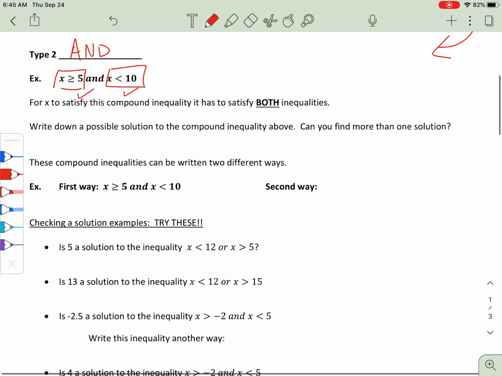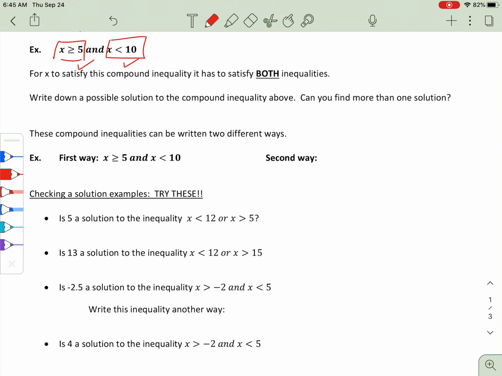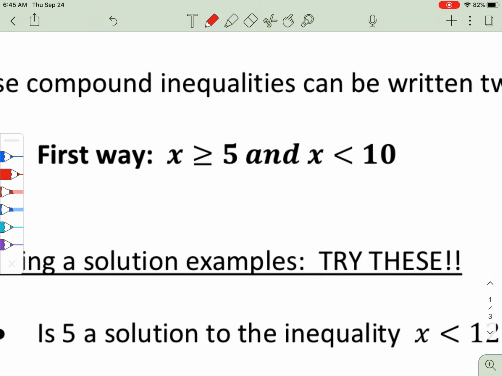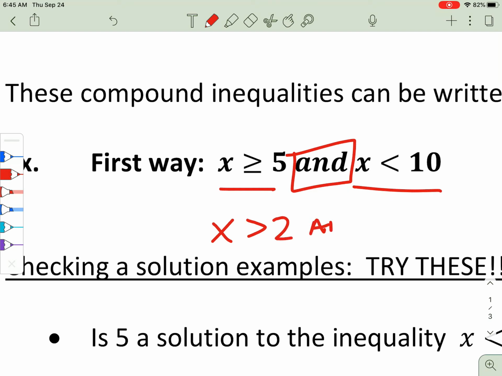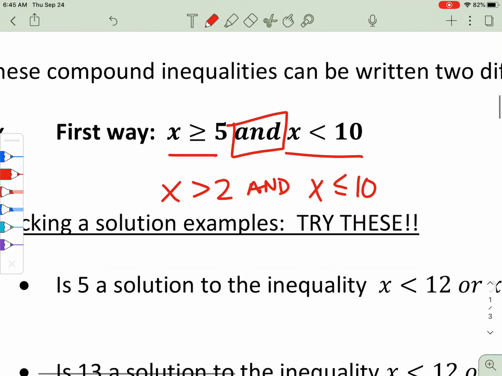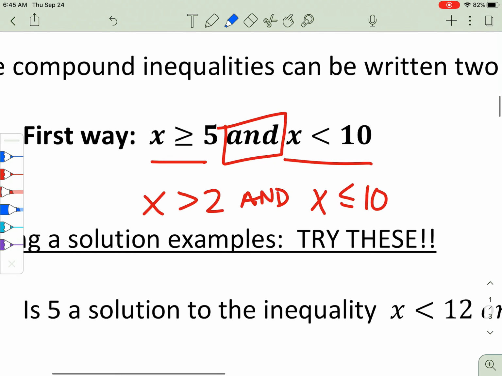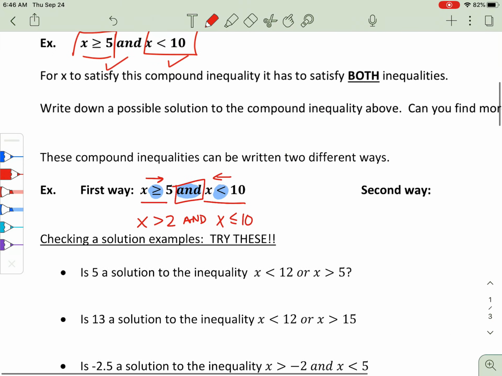So let's look through. These compound inequalities can be written in two different ways. The first way that you write an AND statement is just like you see above. You write them both separately and then put the word AND in between. So we could say x is greater than 2 and x is less than or equal to 10. Okay, and we can find a number that overlaps in those. Also notice which direction the inequalities go. When you have an AND statement, if you're writing them separately, they point towards each other, right? Like this one points this way, this one points that way. So that tells you there would be an overlap.